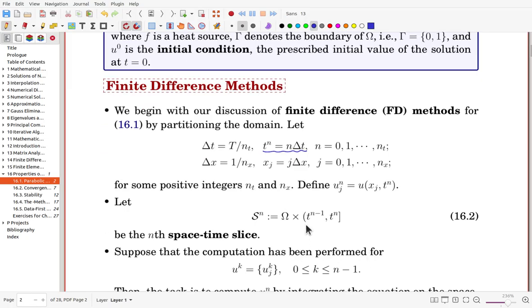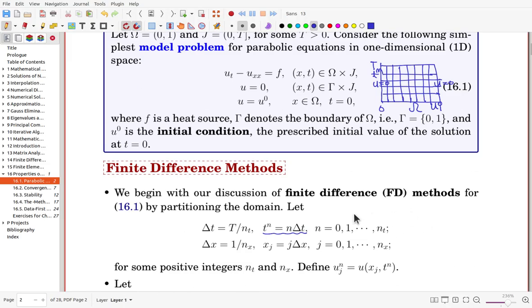That means that in the time direction, from t n-1 to t n, and in the space direction the whole domain. Once this level is t n, then this slice is S n. So it is the space-time slice for t n, called S n.